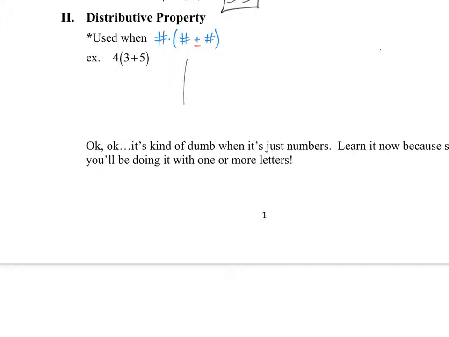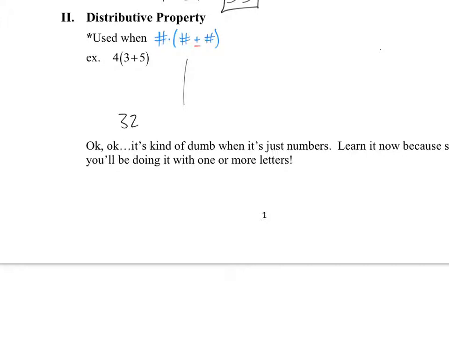So it's used when you have, kind of like here, a number times parentheses, and then something that's added together inside or something that's subtracted inside. Fair enough? The reason you need this later on, now it's just kind of helpful sometimes. Later on you're going to need it. Well, normal people would look at this problem here and they'd say 3 plus 5 is 8, 4 times 8 is, so our answer is 32, yes?